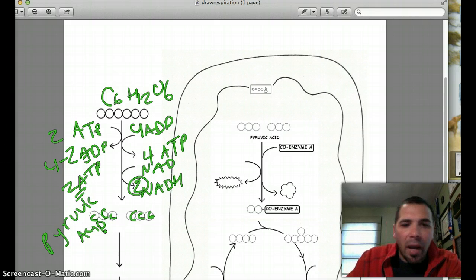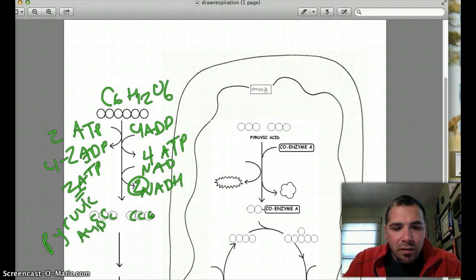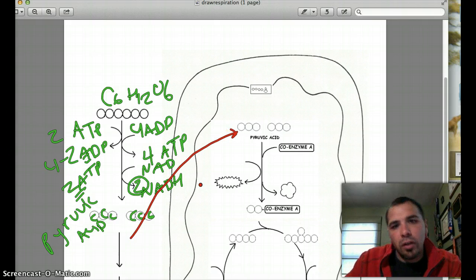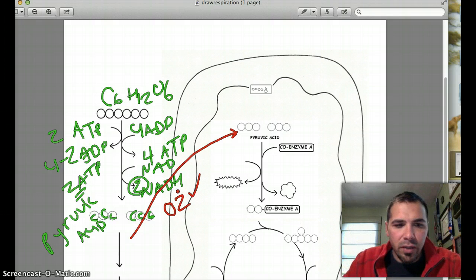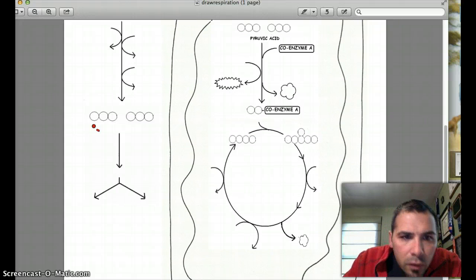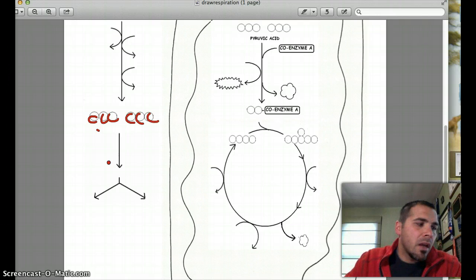All right, so we got pyruvic acid. If oxygen is present, this will occur. If oxygen, O2, is here, check, we go on to finish aerobic respiration. However, we get to a point where I've got my 2 three-carbon molecules, our pyruvic acid.